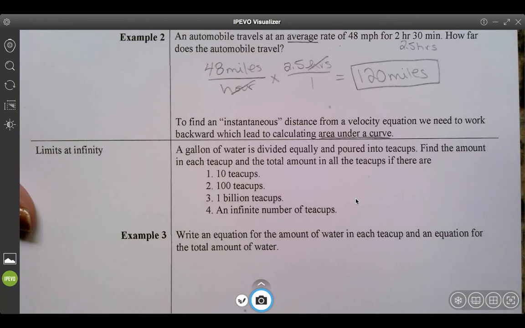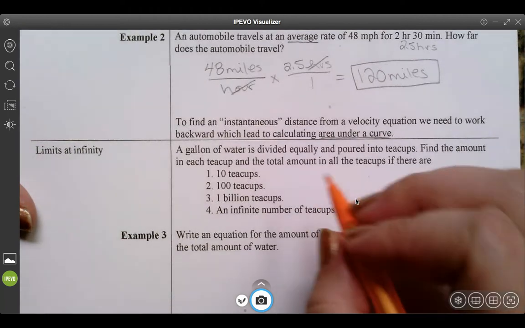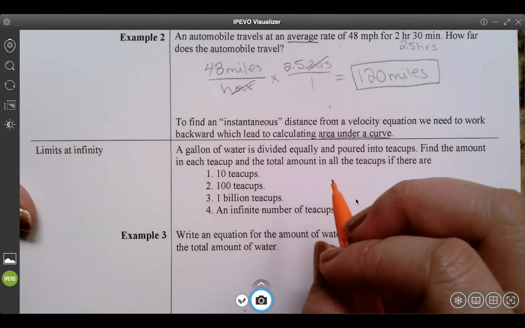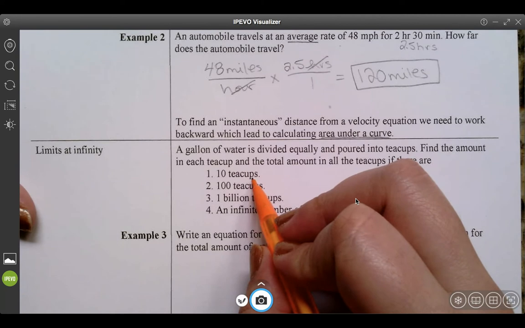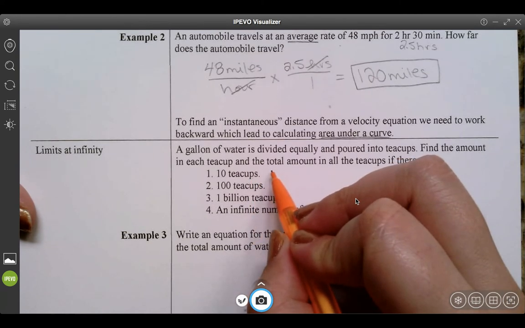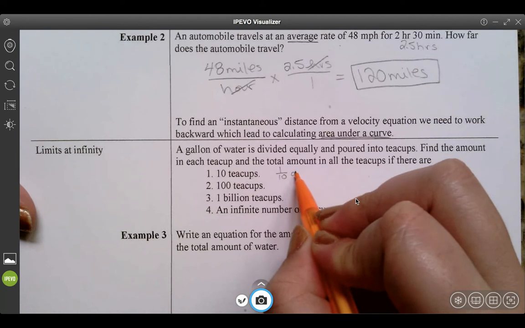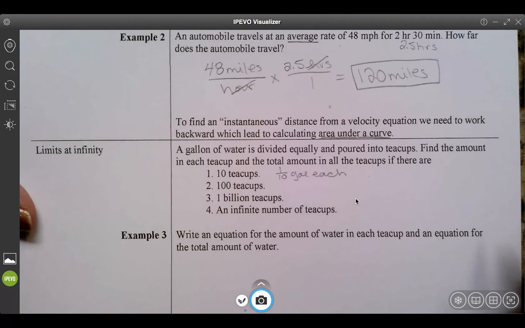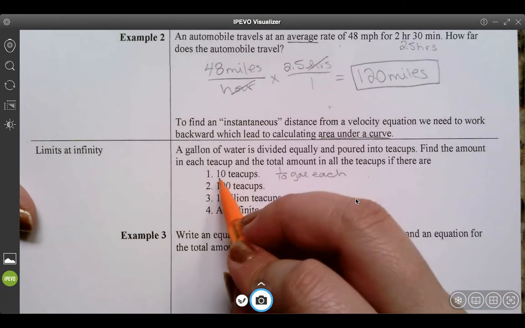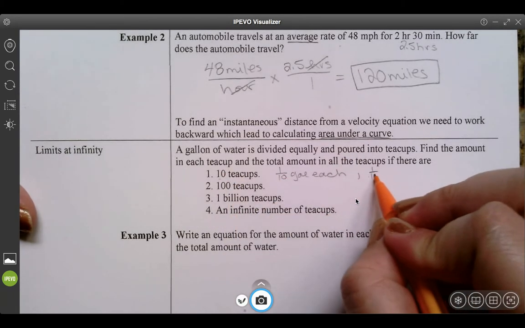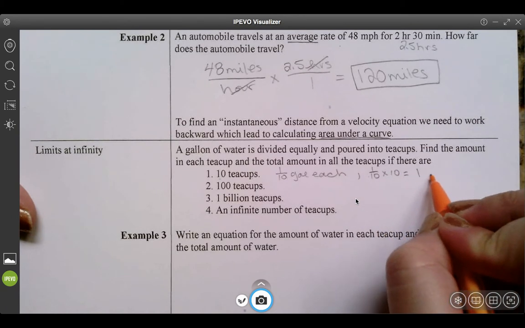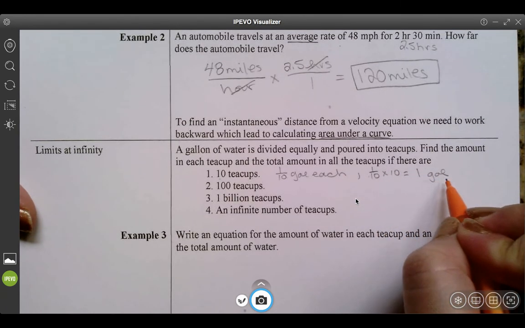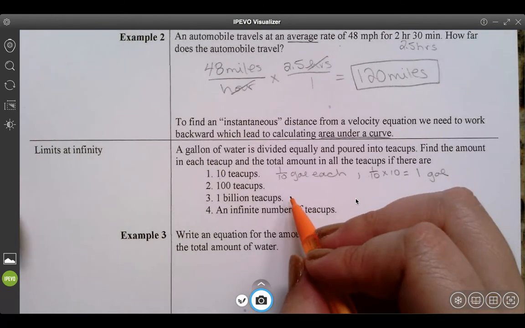We have a gallon of water, and we want to know how much water is in each of the 10 teacups. So if I have 10 teacups and I have a gallon of water, each cup has 1/10 of a gallon. And then how much water do I have total? Well, 1/10 of a gallon times 10 teacups should give us 1 gallon, which we expected because we had 1 gallon to split between each of the teacups. So what happens if we have 100 teacups?